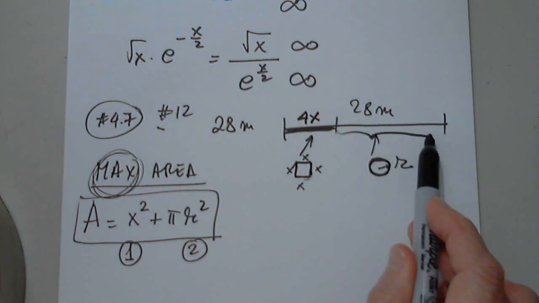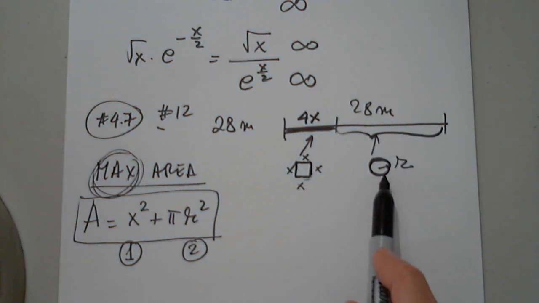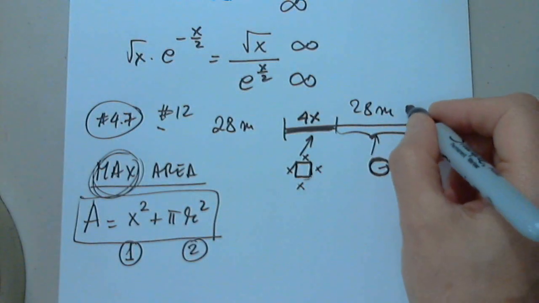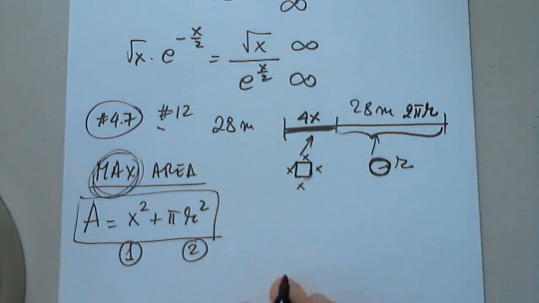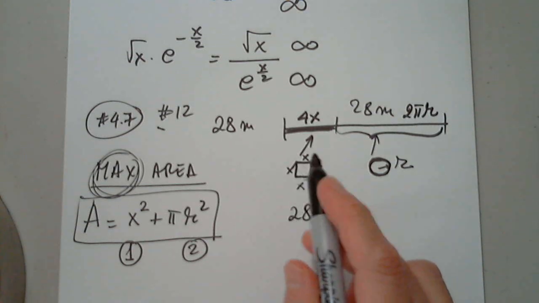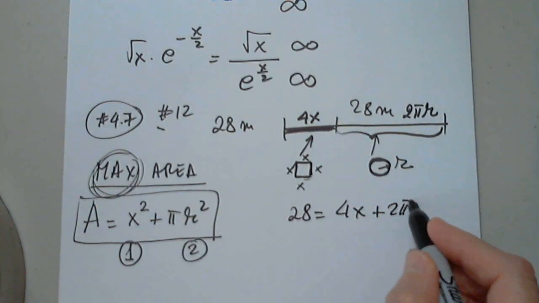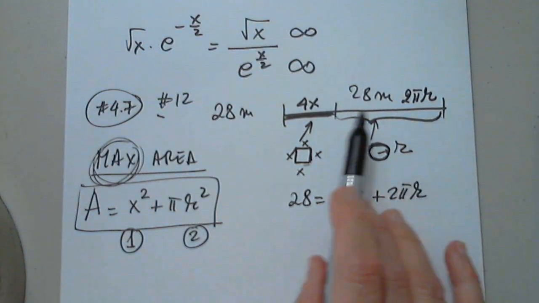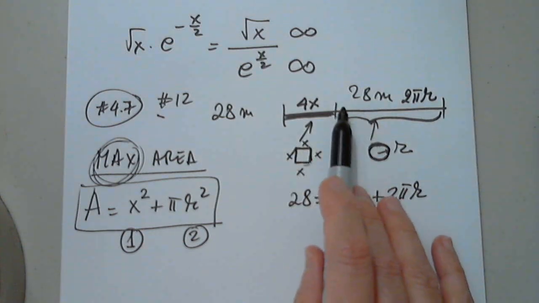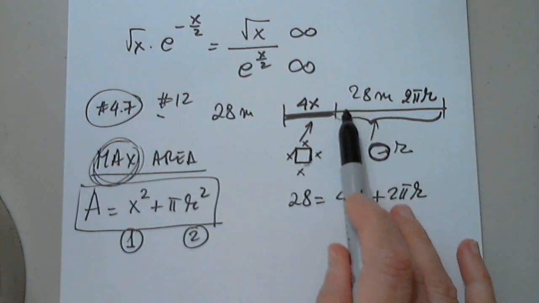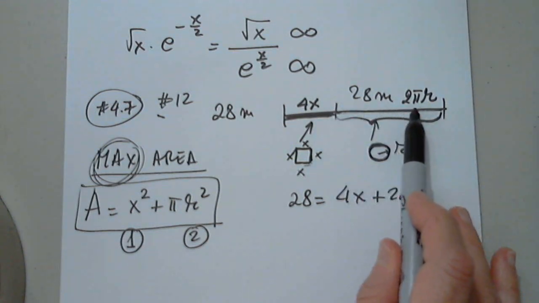This other piece was bent into a circle, but I have to think in terms of the circumference of the circle. Well, this piece has to be 2 pi r. The whole piece has to equal 28. So the 4x plus 2 pi r has to equal 28. That's what they told us. They are telling us that we have 28. We bend this piece into this, and we bend this piece into the circle. So the length of 4x plus the length of the circle.